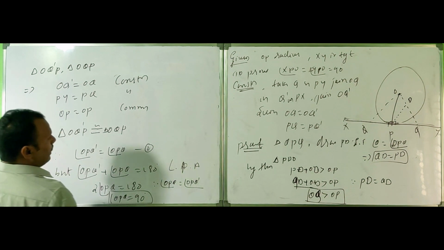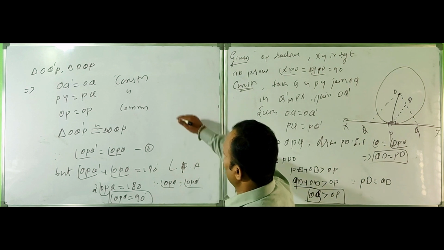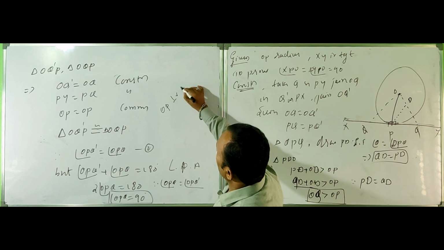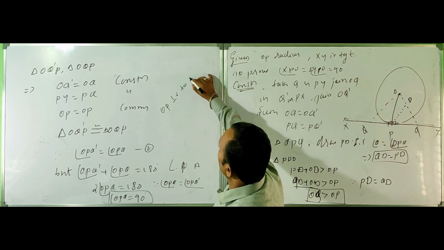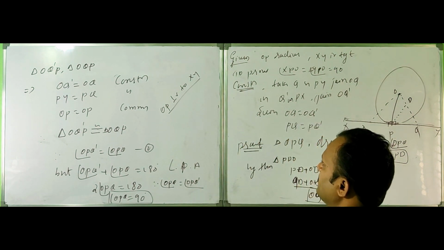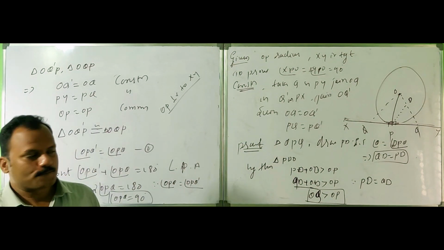Therefore, OP is perpendicular to the line XY. XY is a tangent.